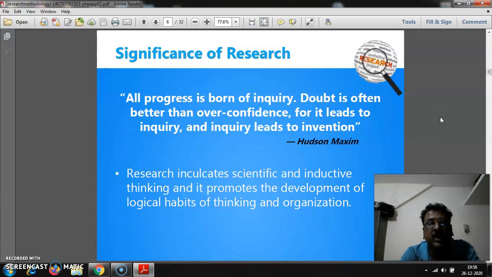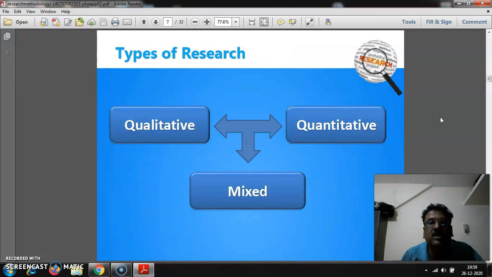Or even changes in government policies, laws, new rules and regulations, or any other changes in the environment: political changes, social changes, technological changes, global changes. Everything will affect the business in one way or another. So it helps the logical habits of thinking and organization for the promotion of its development.